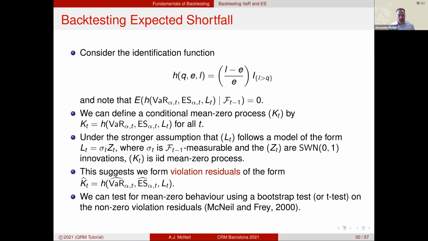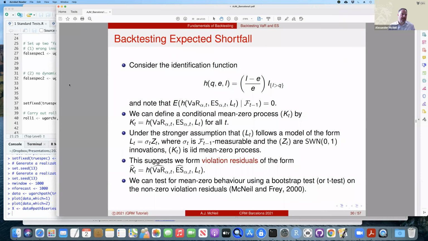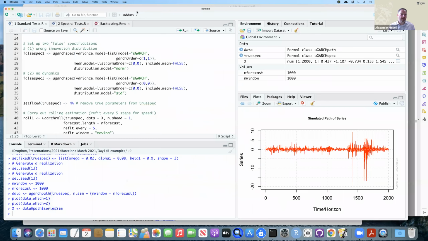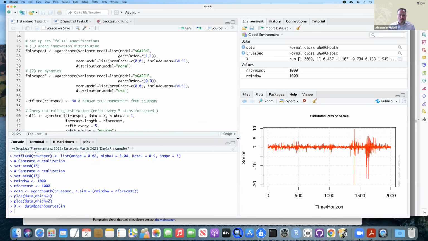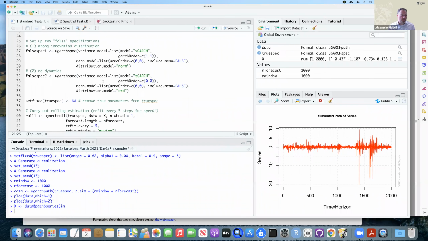Okay. Now, it might not be a bad idea at this point, I think, to go back to the practical, because I rather like to see the practice at the same time as the theory. So I'm going to go back to my previously prepared R scripts.